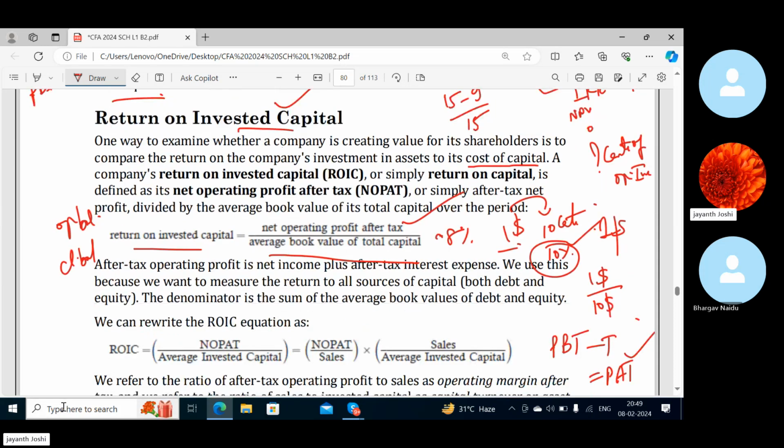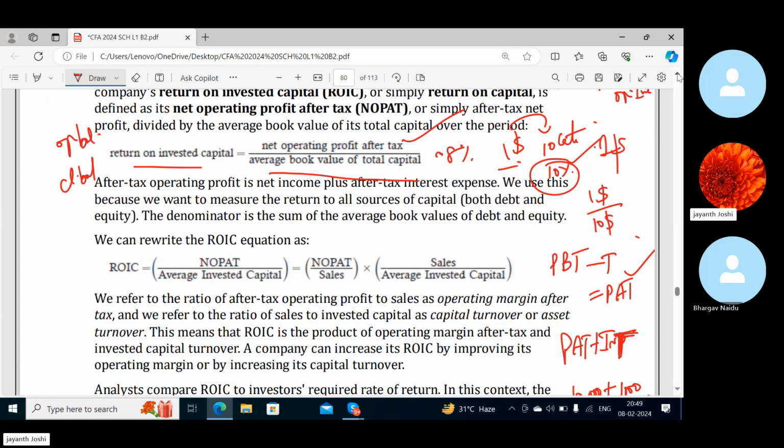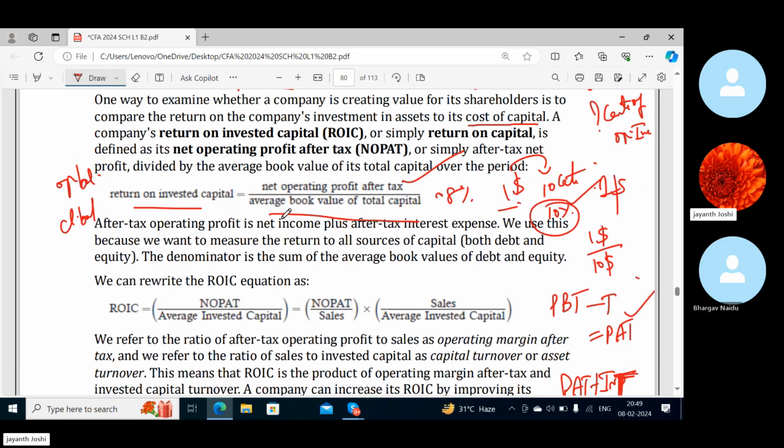Because companies can claim deduction on tax on interest expense, right? So now they are giving a good valid reason for you to understand why we are doing all this. We use this because we want to measure the return to all sources of capital. See, a company is not only run with equity. A company is at times run with debt as well, and at times a company is run with both debt and equity. So why are we taking operating profit? Because the profits are the reward for equity holders and interest is the reward for the debt holders. That's the reason why operating income is considered.